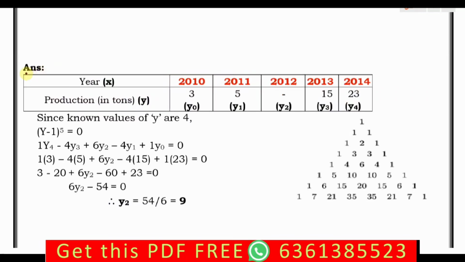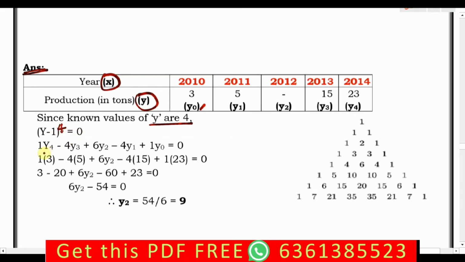So let's have a look at the answer. Year and production in terms of tons was given. Let us take year as X, and production in tons as Y. For all these Y values, let us write Y0, Y1, Y2, Y3 and Y4. Later, let us count how many Y values were already given in the question: 1, 2, 3, 4. That is 3, 5, 15, 23. Total 4 values are given. So since known values of Y are 4, (Y minus 1) to the power 4 is to be equated to 0.